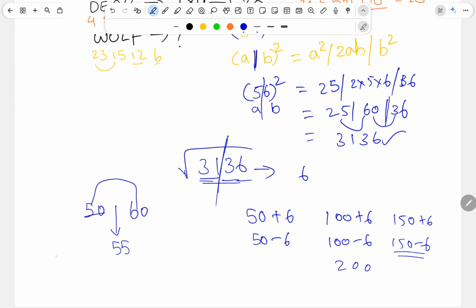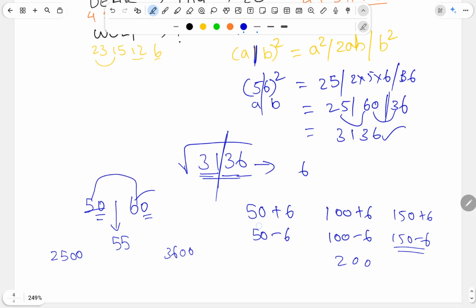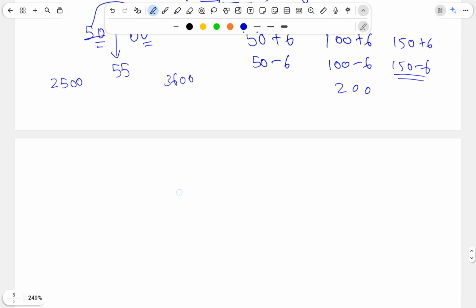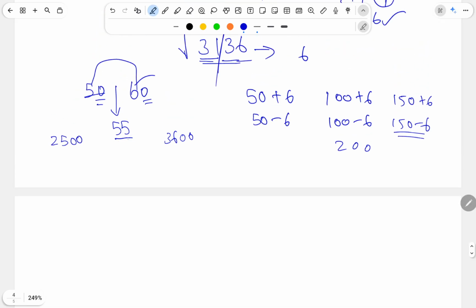Actually 50 square is 2500. For 55 square, a number ending with 0, you know that we have to put 2 zeros on squaring. 6 square is 36. But for a number ending with 5, we need to write it like 5 square 25, and for the rest of the number, whatever it is, take the successor of that. 5 into 6, 30.